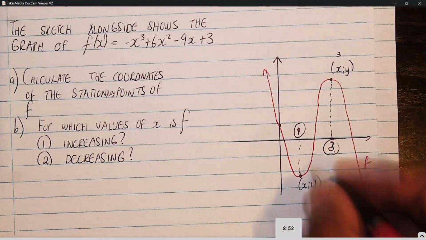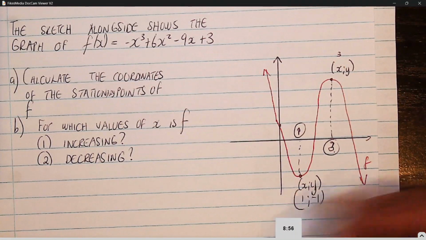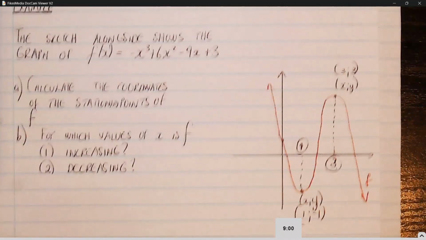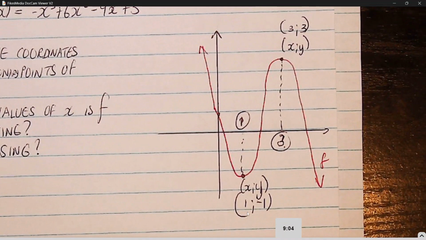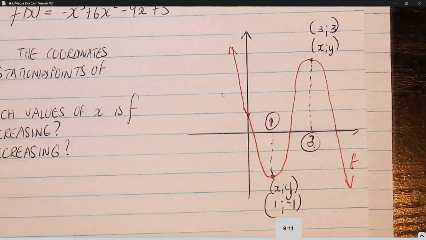So here we know that if x is 1, y is going to be minus 1, and if x is 3, y is going to be 3. So these are the two coordinates. So we have 1, negative 1 and 3, 3, right?